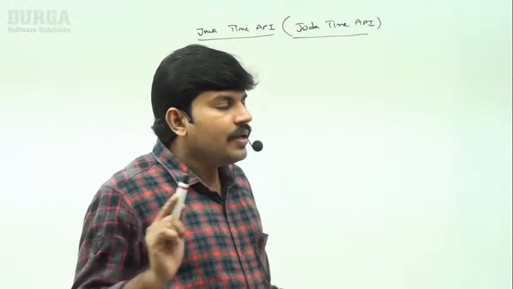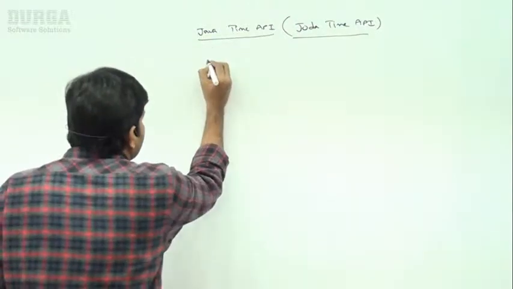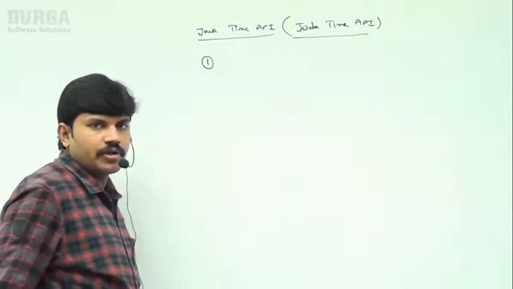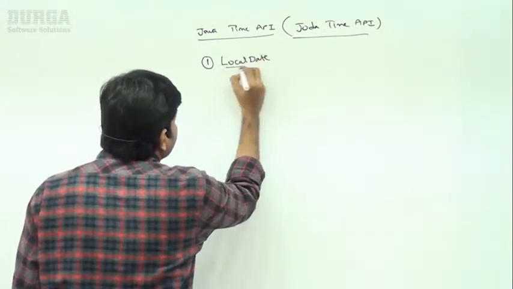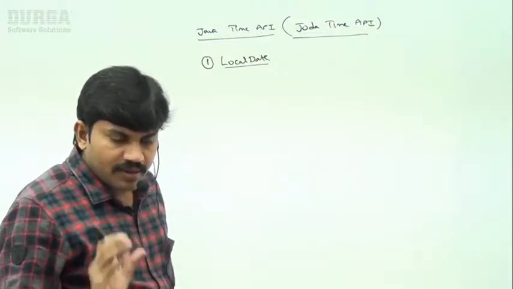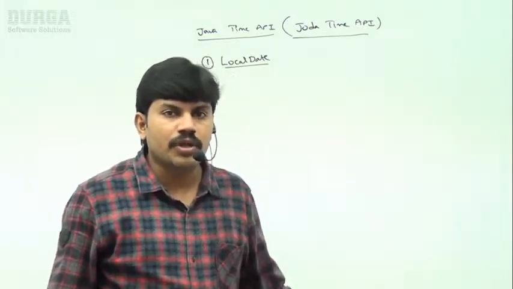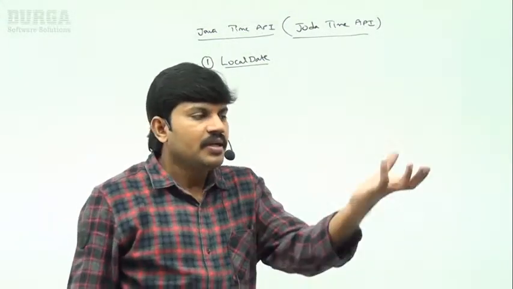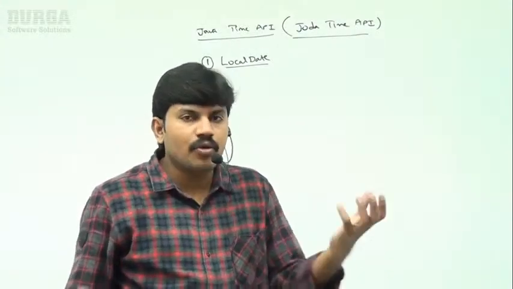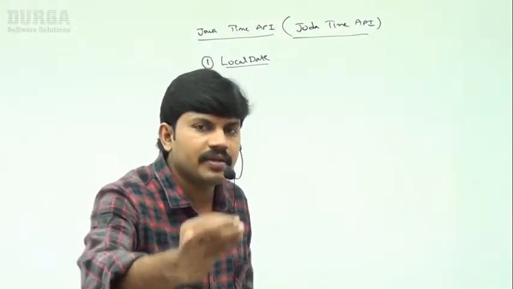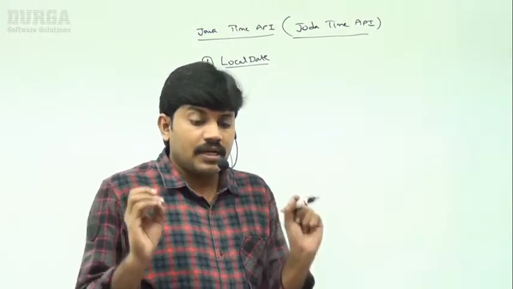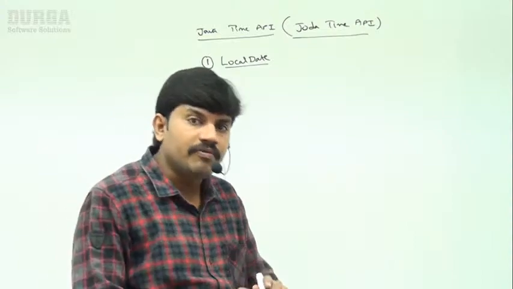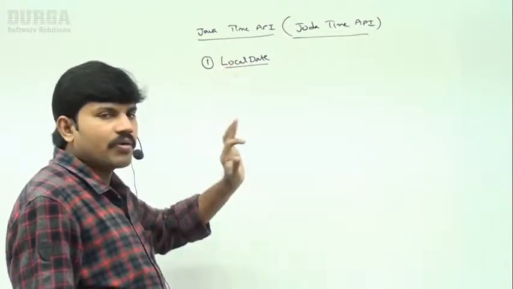Okay, clear, right? Now the first class whatever we discussed in the last video: LocalDate. LocalDate can be used to represent the current date or local dates. It may be the current date or a particular date. If I want to represent the current system date, what is the way? This is the way, LocalDate.